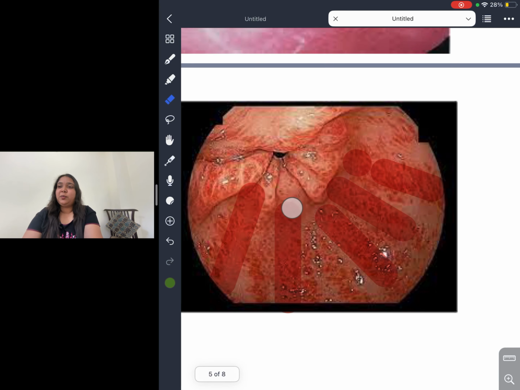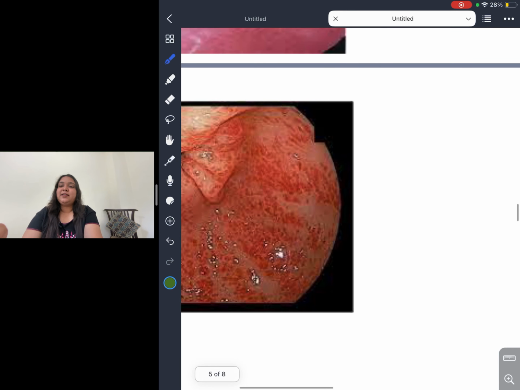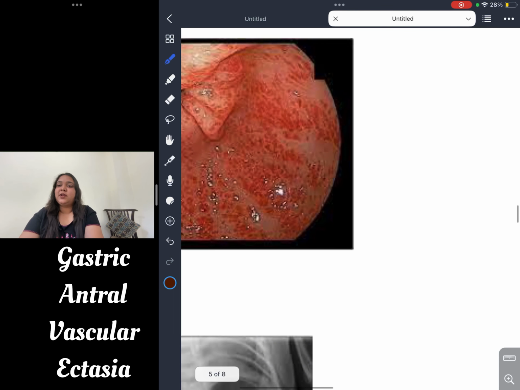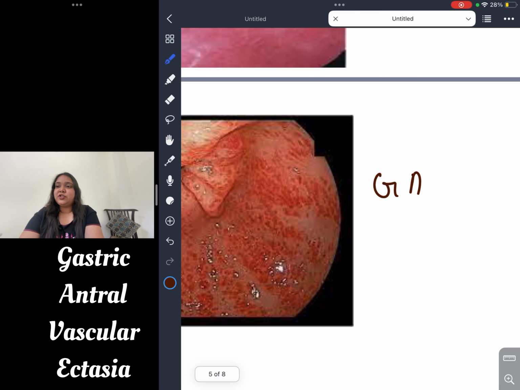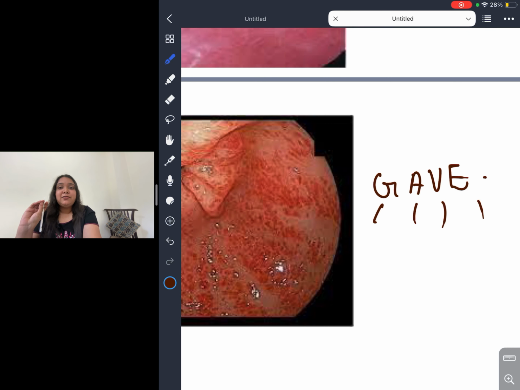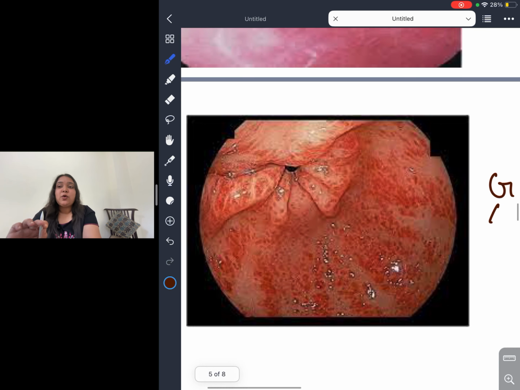This looks like a watermelon, right? If you look, this looks like a watermelon. Now this thing is called GAVE. We call it GAVE, G-A-V-E. Now this refers to gastric antral vascular ectasia. It is also called watermelon stomach due to its appearance.